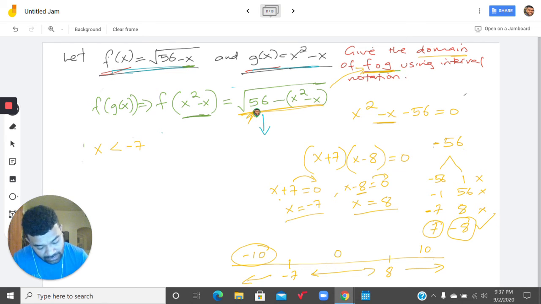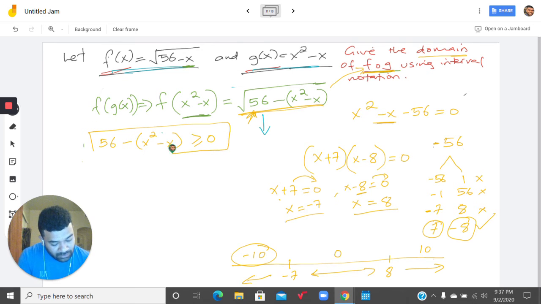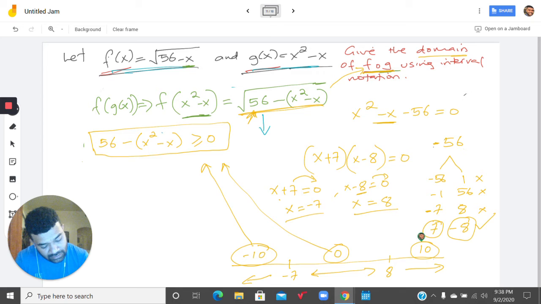Let me write the original equation again. So the original equation was 56 minus x squared minus x greater than or equal to 0. That was the original equation that we had earlier. So I'm gonna plug this negative 10 in here, plug this 0 in here, and plug this 10 in here to see if it's true or false.